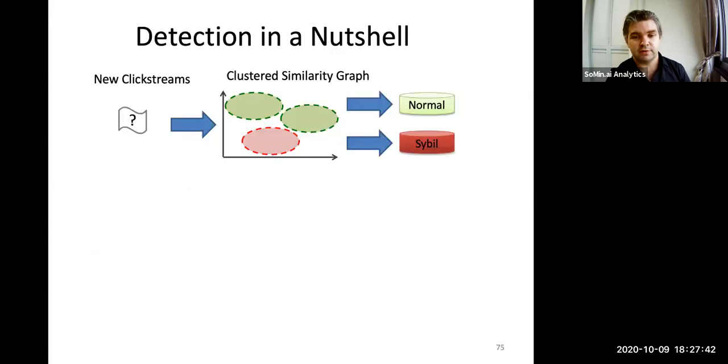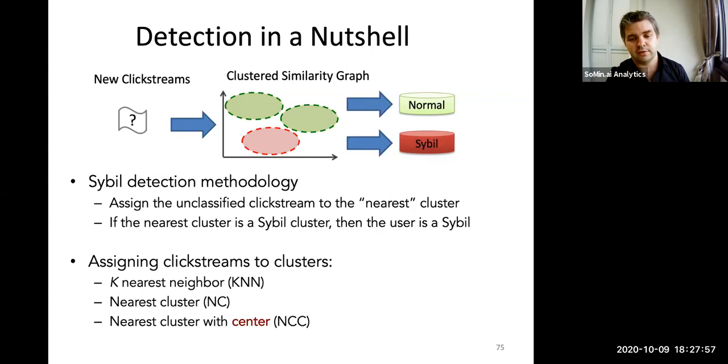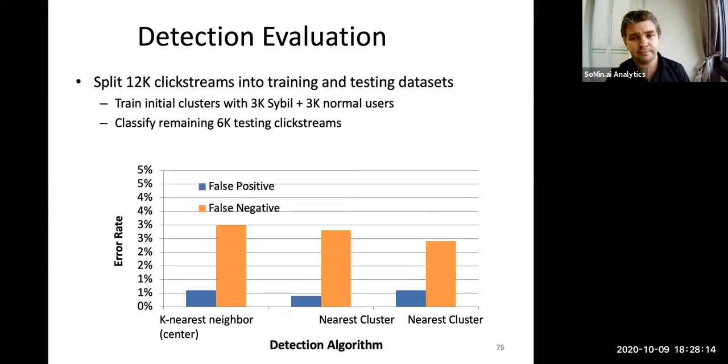Then after that, you can further do classification based on new clicks based on the approach I just described above. So you assign the unclassified clickstream to the nearest cluster, and if the nearest cluster is a Sybil cluster, then you consider that your clickstream is also a Sybil. How to assign to the nearest cluster? Nearest neighbors, nearest cluster is the center, right? So basically you'll be comparing not to the average of the cluster, but to the center of the cluster, like a central. And it helps a lot.